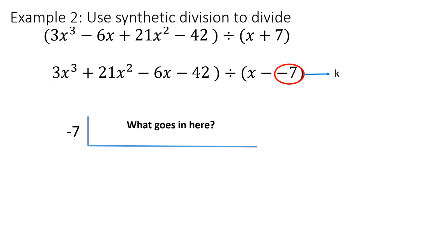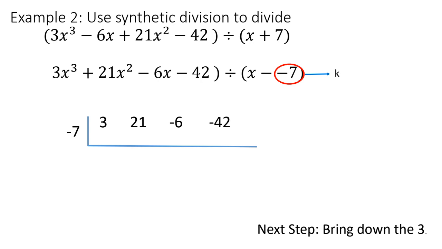Our negative 7 goes outside. Inside are our coefficients. Let's put them in: 3, 21, minus 6, minus 42. And again, I keep saying this, but please, we only put the coefficients. We only put the numbers. Don't put any variables in here, or you'll make your life a little complicated. Only put the coefficients. That's what makes synthetic division fun, neat, and awesome.